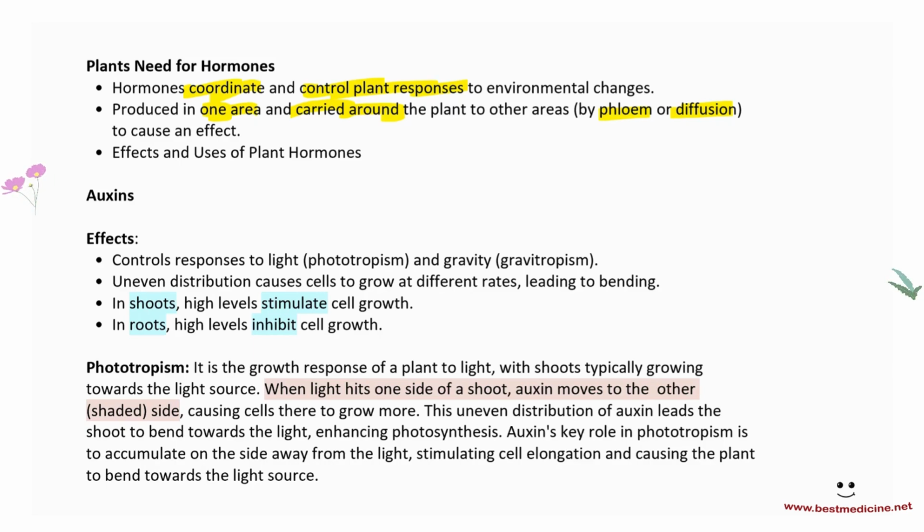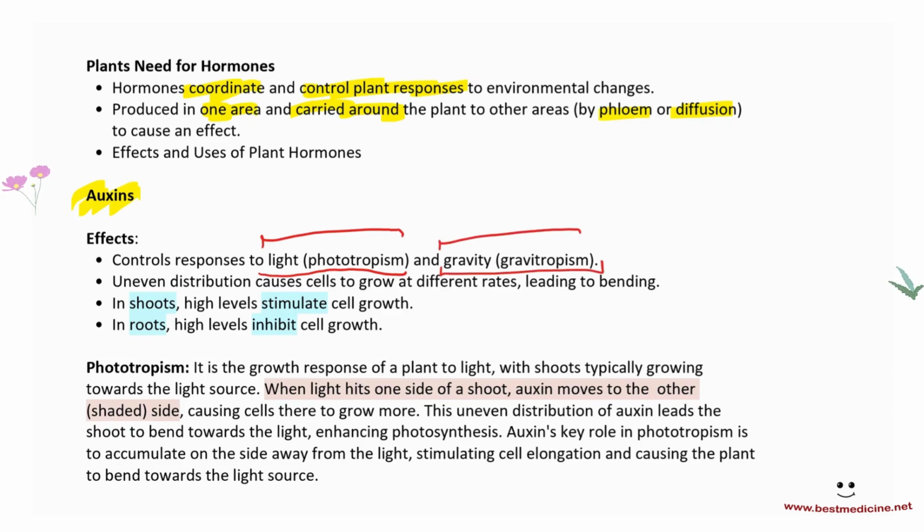So number one, we have auxins. What are auxins? Auxins help regulate growth of plants, okay? They help control responses to light. You want the plant to grow towards the light, and that is called phototropism. We'll talk about this. And gravity.